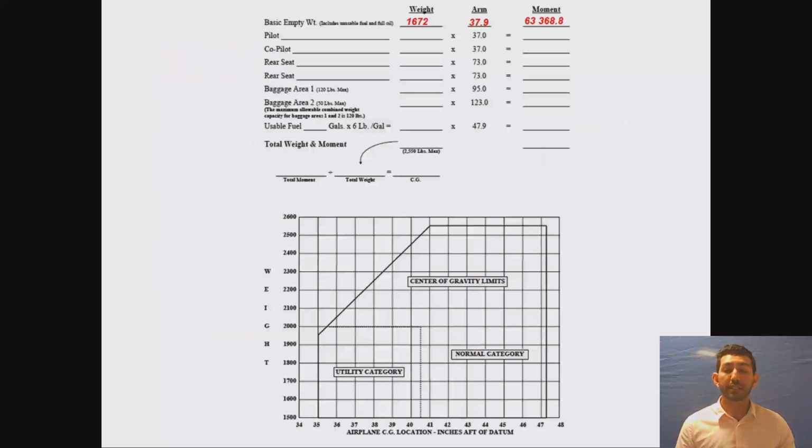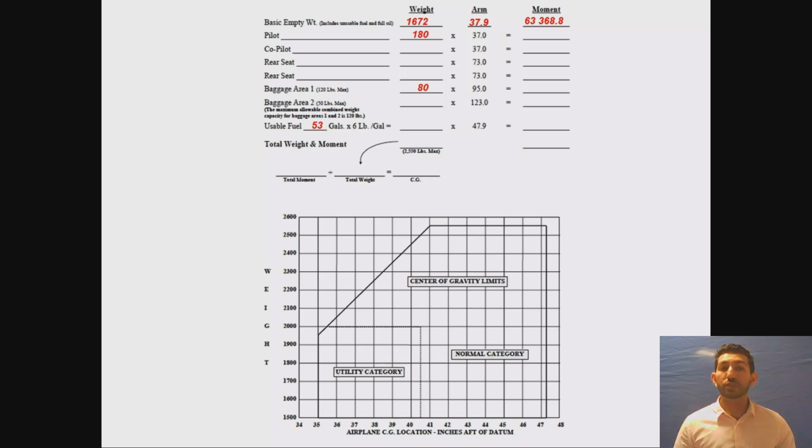So just to go through an example, for a Cessna 172, if it had an empty weight of 1,672 pounds, and that arm was 37 inches behind the datum, you get a total moment of 63,368.8. Take the pilot weight, so I just put in a value of 180 pounds. Let's just say the pilot is flying on their own. They've got quite a bit of baggage, about 80 pounds in the rear. And as you can see, where the baggage is located is quite a bit further back than where the pilot's sitting, because the moment arm is 95 inches instead of 37.